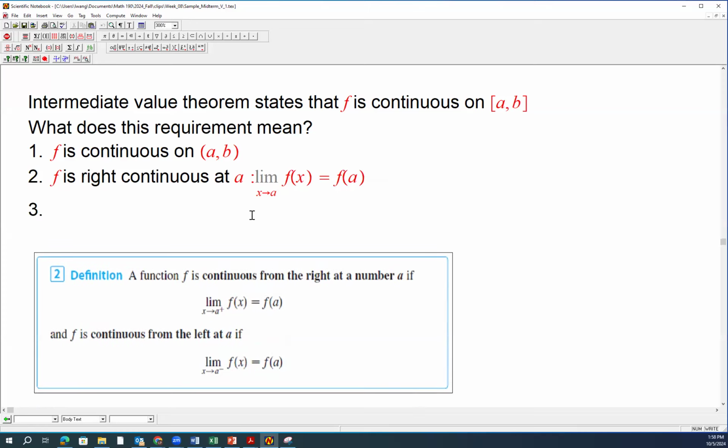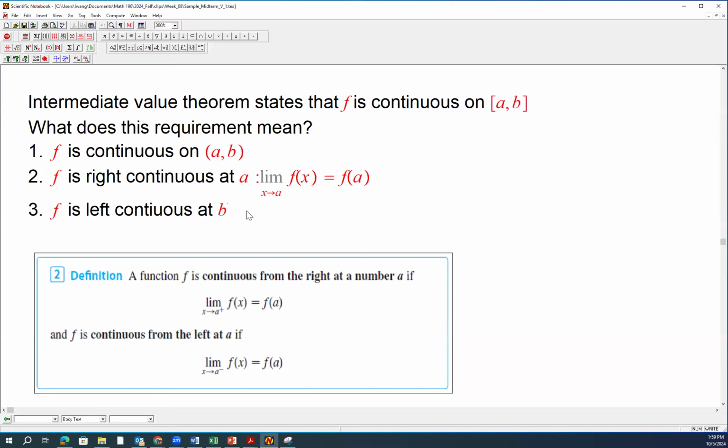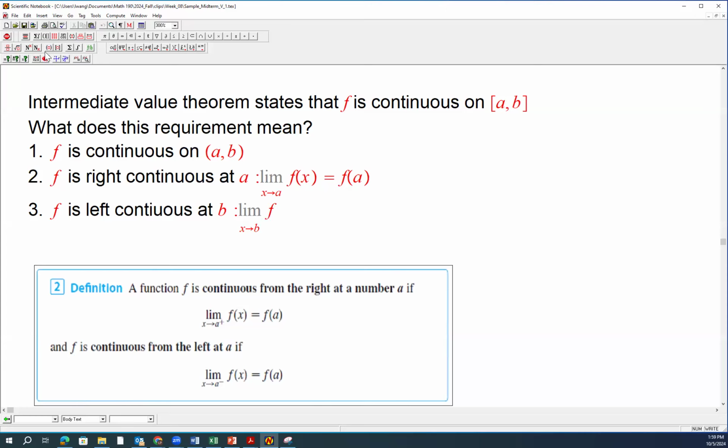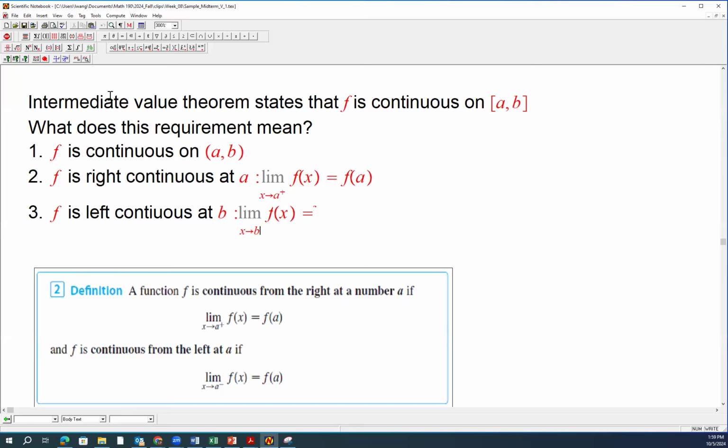Number 3, f is left continuous at B. One is right continuous, one is left continuous at B, meaning the limit as x approaches B of f of x, well, in this case you can only approach B from smaller than B. So this is a plus, sorry, this is a minus, from smaller. So that's going to be f of B.